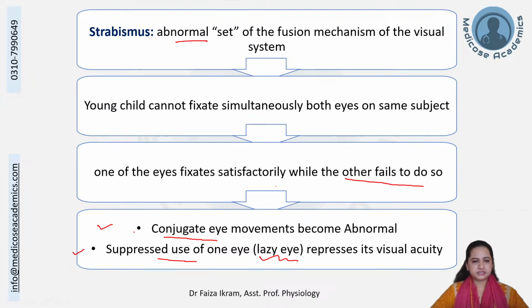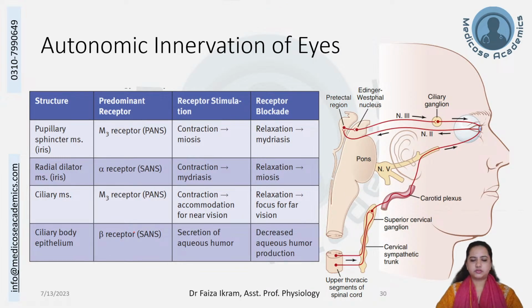A very important aspect from your exam point of view, from the clinical point of view: just by an abnormal set of fusion mechanisms of both eyes, one eye is unable to fixate on the object, the other can do it, and the lazy eye will lose its visual acuity ultimately. Secondly, the conjugate eye movements will be defective, resulting in squint. That was all for the conjugate movement of eyes.